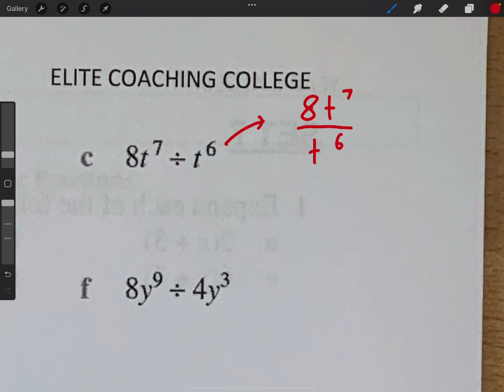Okay, so let's look at the 8. Nothing's happening to the 8, so 8 stays on the top. Now the bottom one, we can just cross it out. We can divide the top by t to the 6 and the bottom by t to the 6, and you get t to the 1. That's just become 8t, because t to the 1 is just t.